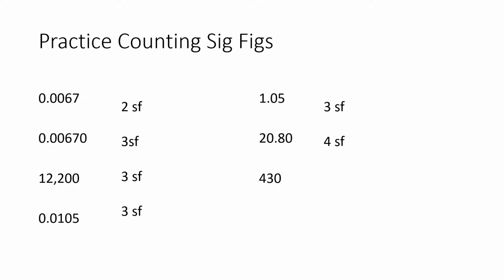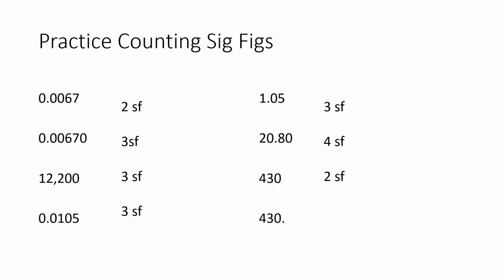Look at 430. This does not have a printed decimal point, so we are going to start on the Atlantic, on the right side of the number. The first non-zero digit from the right is 3, so both 3 and 4 count to give this 2 sig figs. But look at this number.